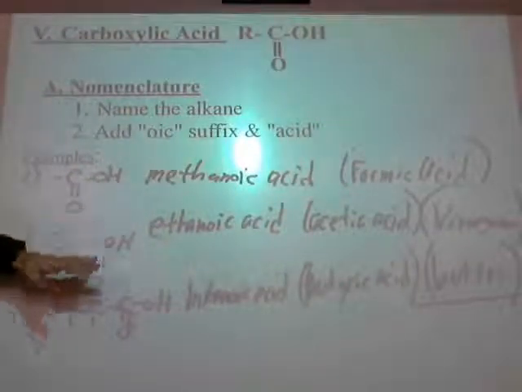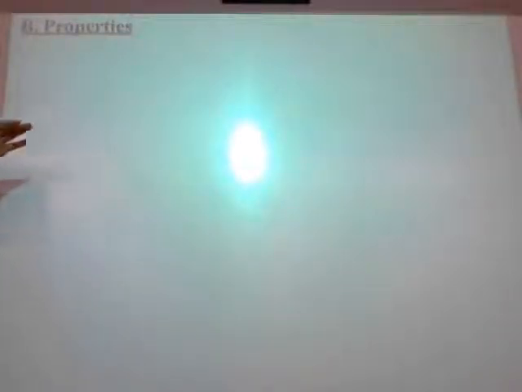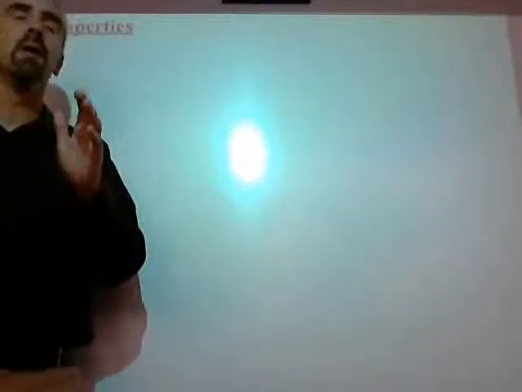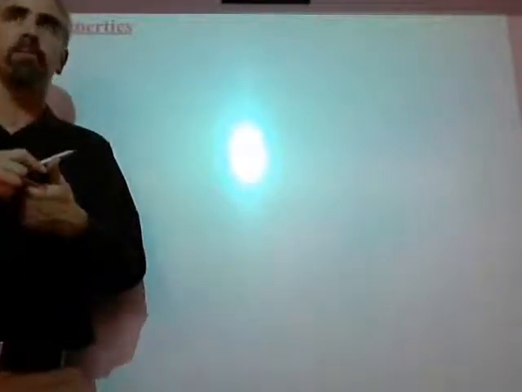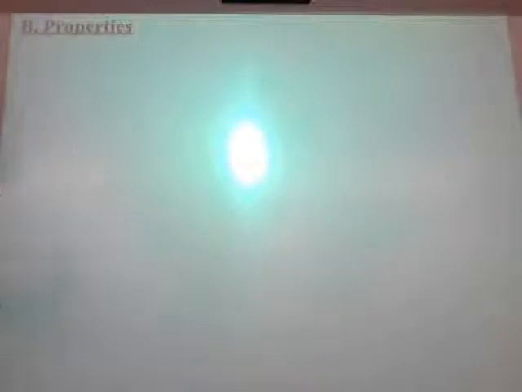Now, so that's the naming system. Next is properties. And these are the things that are going to show up on the other tests, not the reaction test. Now, the properties, up till now, I've been concentrating on boiling point and melting point, and on solubility in water or not. And we talked about branching and OH groups and hydrogen bonding and stuff that would affect that.